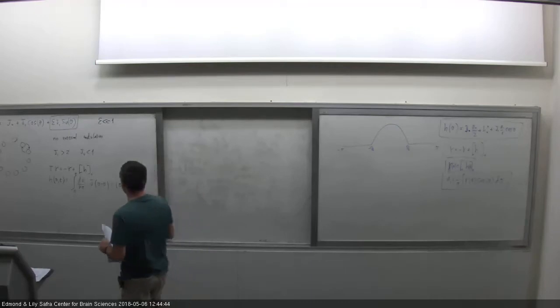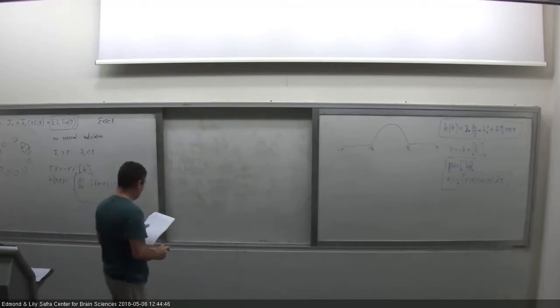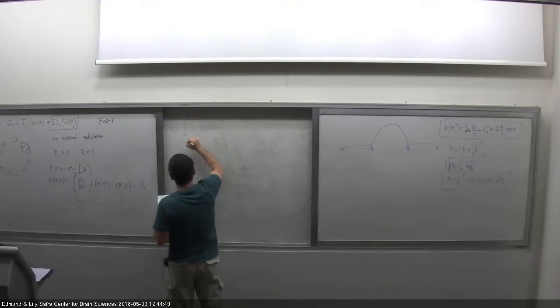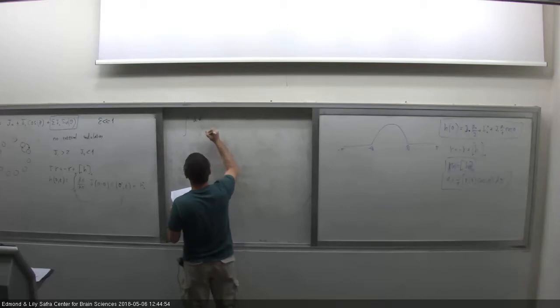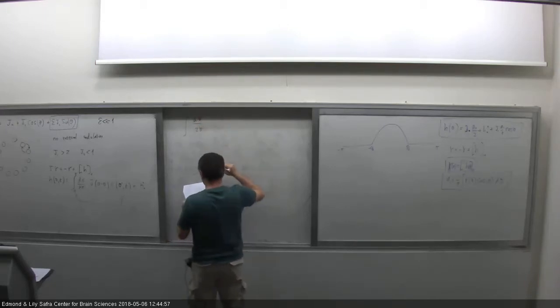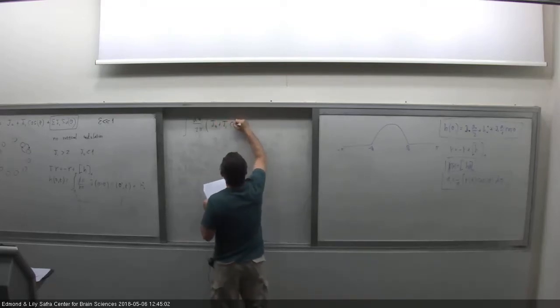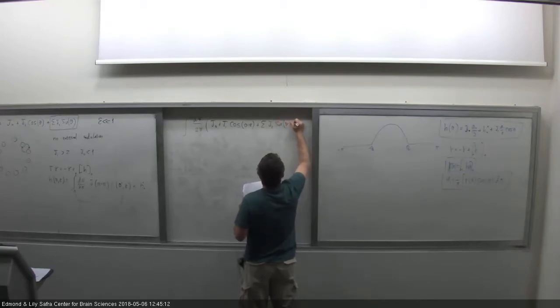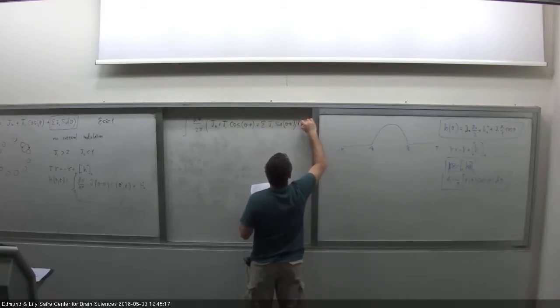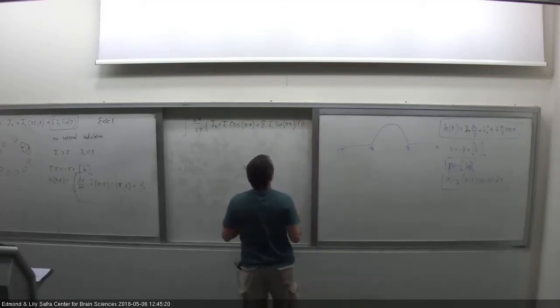Let's look at this term. So this term is equal to an integral d theta prime over 2 pi j0 plus j1 cosine of theta minus theta prime plus epsilon j1 sine of theta minus theta prime r of theta prime and t.